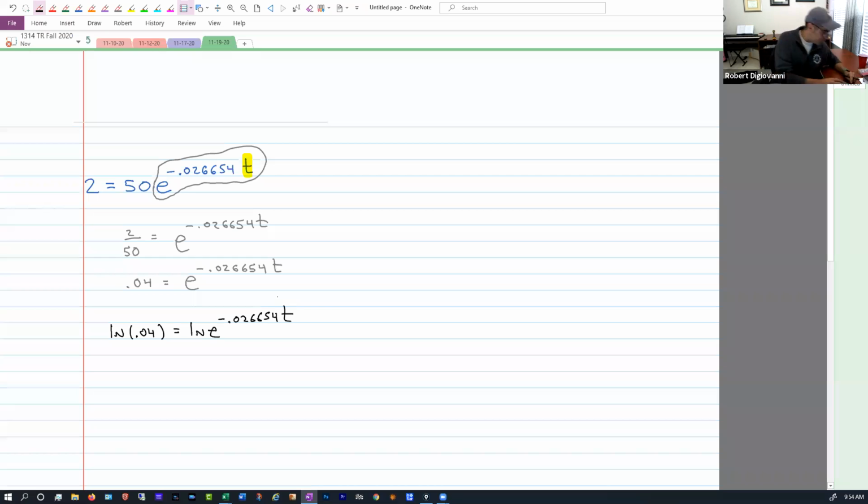On the left, what'd you get, Leah? The left, I got negative 3.21. Yep, negative 3.21. And I'm just gonna go one more decimal. I'll put 8. I'm not gonna be real big on this, you know, once you go a few decimal places. And then on the right side, the natural log and e go away, right? So all we're left with is the negative 0.02665 t. Okay, good, Leah, you're off the hook.